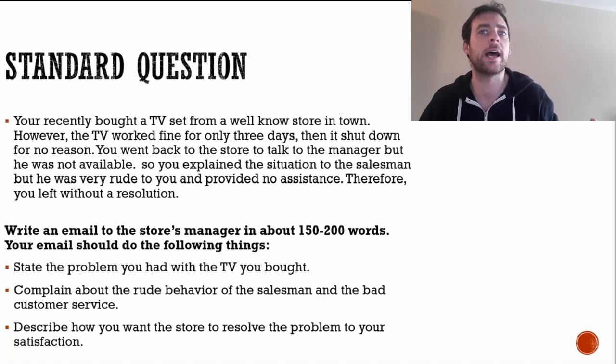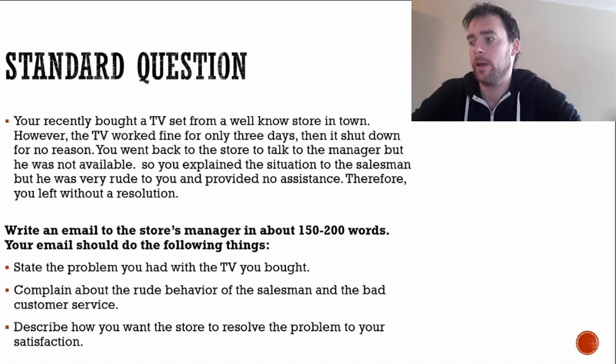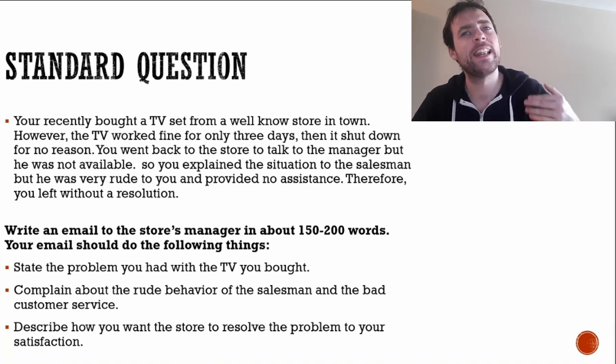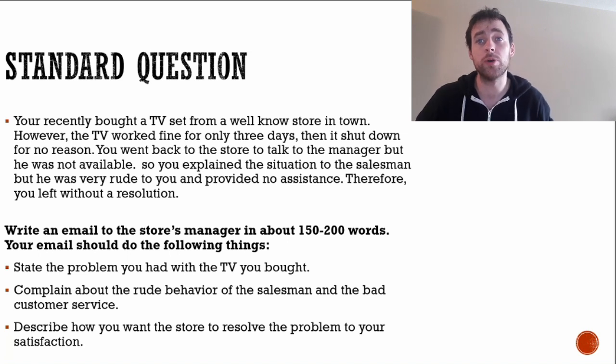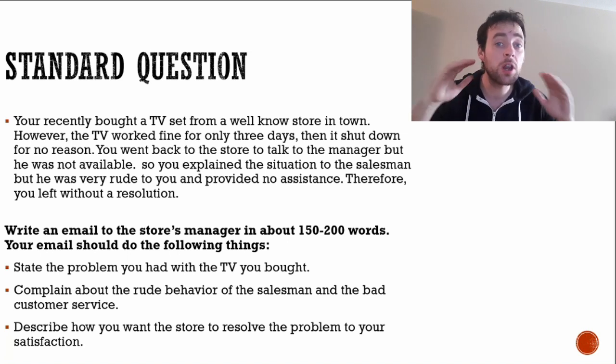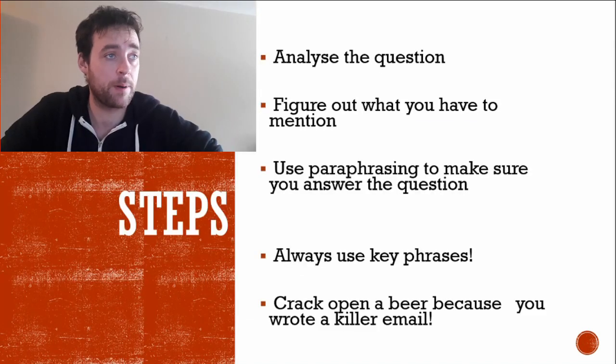So let's just think about it for a second. If you buy a product and it starts to malfunction after 3 days, how angry are you going to be? How pissed off are you going to be? How are you going to feel? I'm going to be furious. On top of that, I'm going to feel like I was cheated, for example. I'm going to feel upset. I'm going to feel let down. And then afterwards, you explain the situation to the salesman and they're rude and they provide no assistance. There's nothing more infuriating than that. So you need to articulate your feelings on paper.